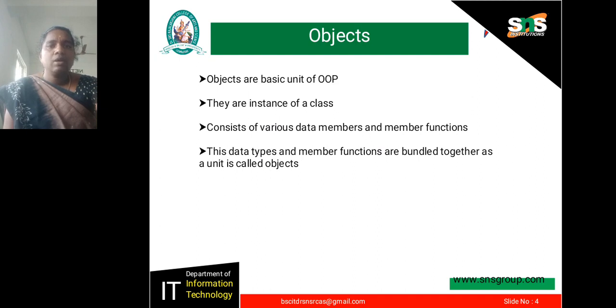Objects. Objects are the basic unit of OOPS. They are instances of a class. An object is an instance of a class. It consists of various data members and member functions. These data members and member functions are bundled together as a unit, called an object.